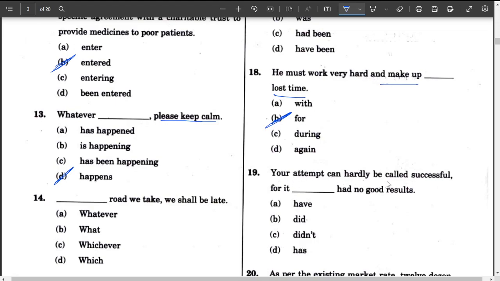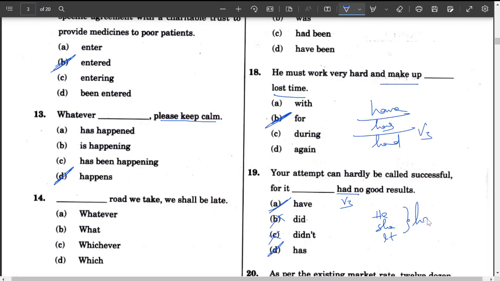Next, your attempt can hardly be called successful, for it had dash had. This had here is V3, and V3 is used with have, has, had. Okay, your answer is have or has. Which one can we use? B, C is out. So for it have, for it has. He, she, and it. These three are used with only has. So we can go with which answer here? Fourth one.